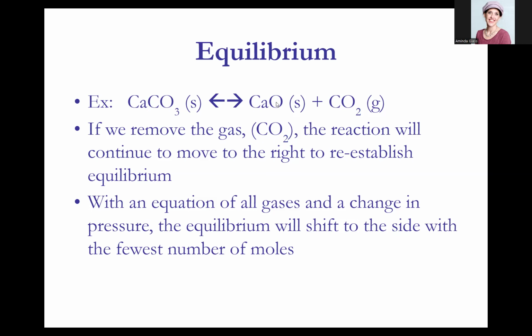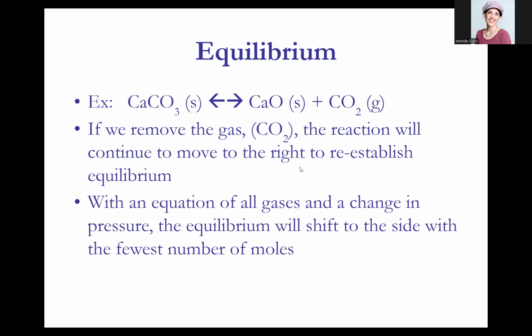If we look at equilibrium, and this is calcium carbonate, and it's in equilibrium with calcium oxide and carbon dioxide. If we remove the gas, the carbon dioxide, the reaction will continue to move to the right to reestablish equilibrium because it says, wait, I'm not in equilibrium anymore. I have to reestablish this. So it's going to adjust to try to balance out that amount again, that reaction.